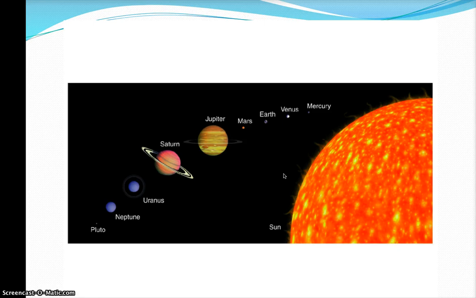Their temperatures are relatively high, and the term relatively is pretty important here, because if you were on Mars, you would be very cold, but compared to the temperature on Jupiter, Mars is quite warm.